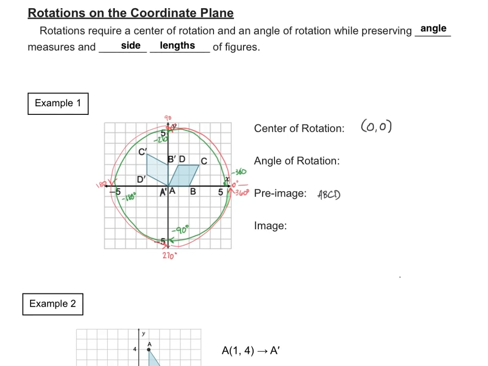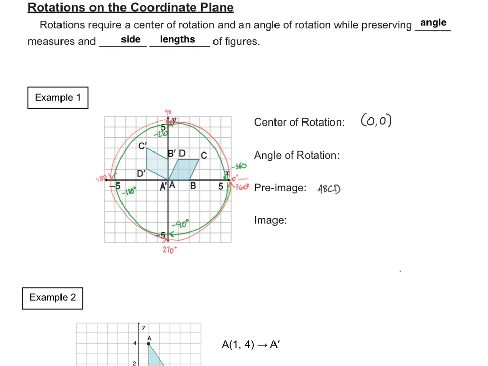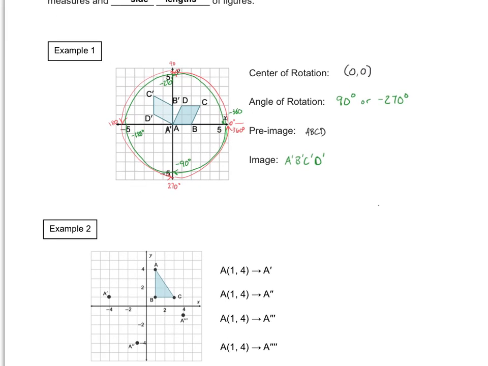So the angle of rotation as I traveled, in this case, I went from here over to here. I traveled a 90-degree rotation positive, or I could say 270 degrees negative. It would be the same location. The pre-image is going to be A, B, C, D, and then the new image should be A prime, B prime, C prime, and D prime. So that's what they're asking you, to be able to look at those things and identify those characteristics.